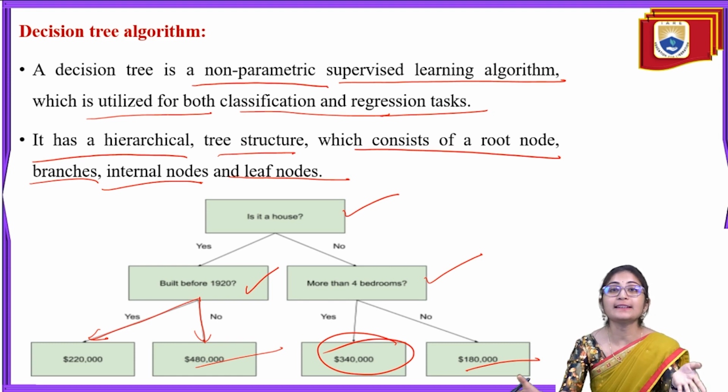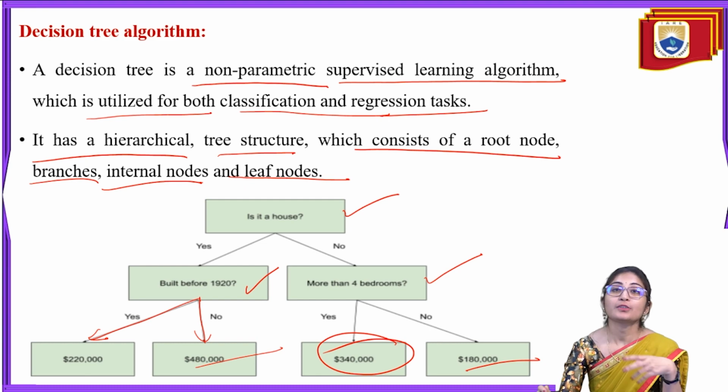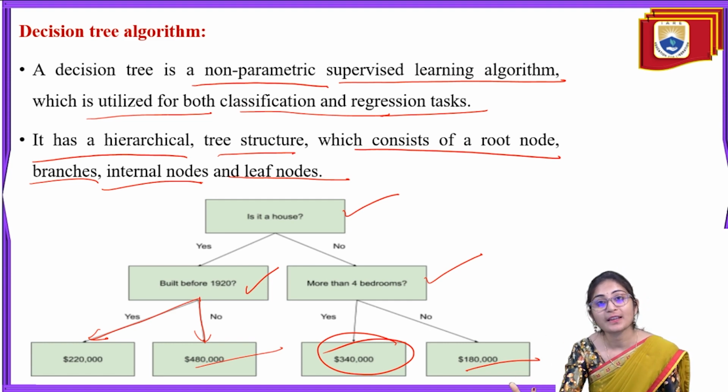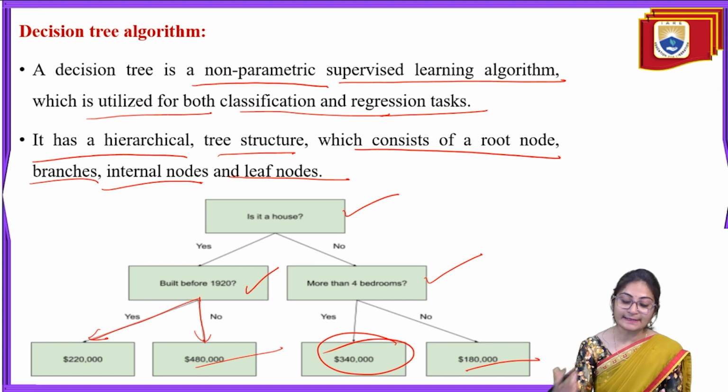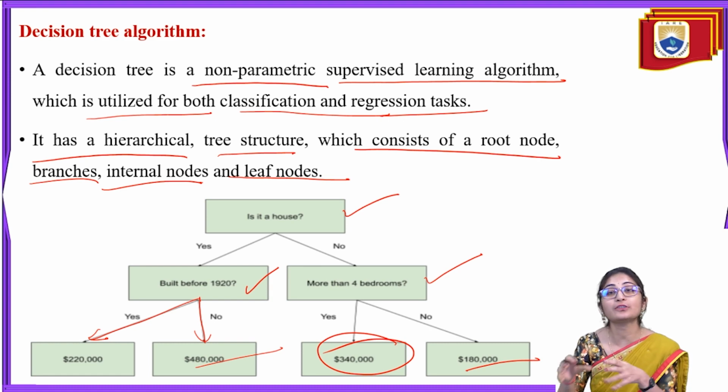You are deciding on the basis of some questions. So if your answer is yes or no, whatever it is, that means your tree is growing day by day. This is the decision tree. You are taking a decision on the basis of that tree, on the basis of those branches, on the basis of those questions.